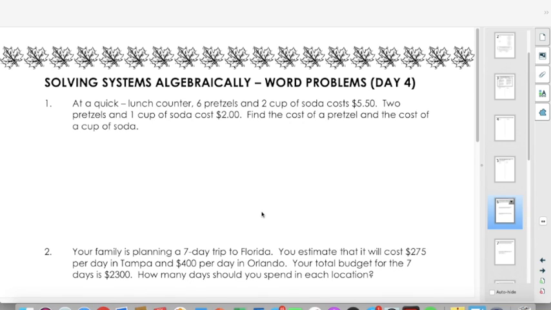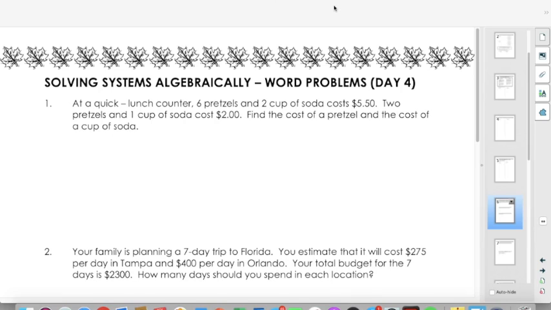Working on day 4 of solving systems algebraically. The only difference between this day with day 2 and 3 is that these are just word problems now. So we have to set up our system of equations first, and then we can solve them. I think we've had good work with solving word problems. We've been doing a lot of them in the past few units. So taking a look at number 1.